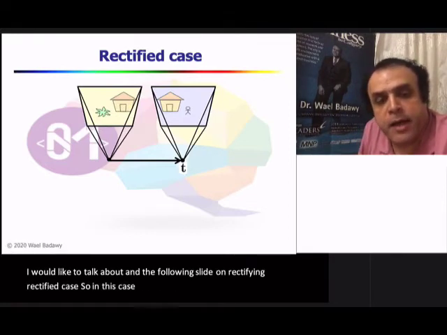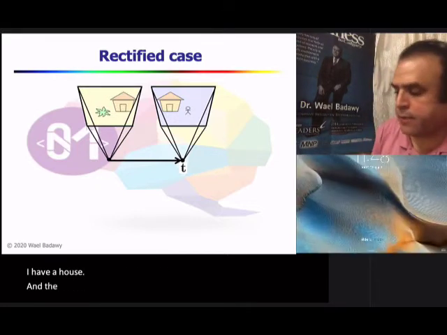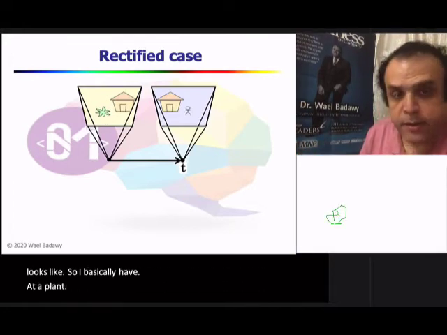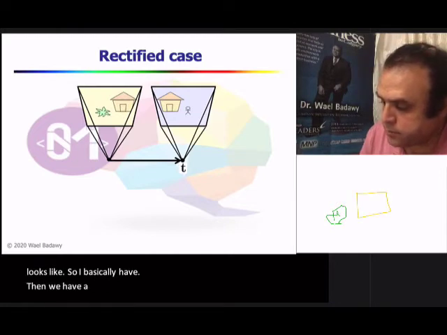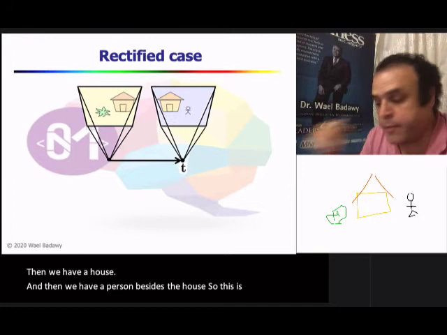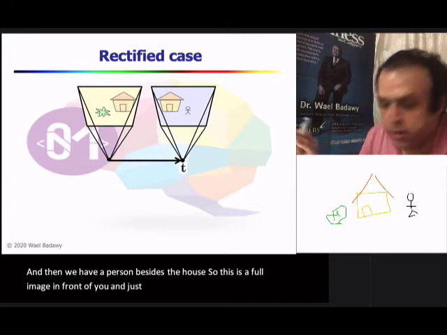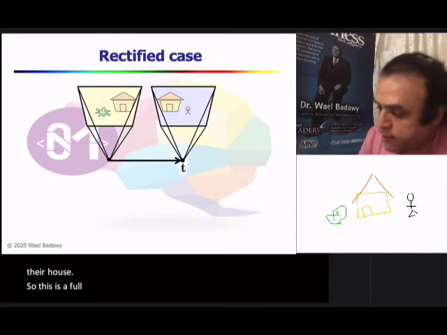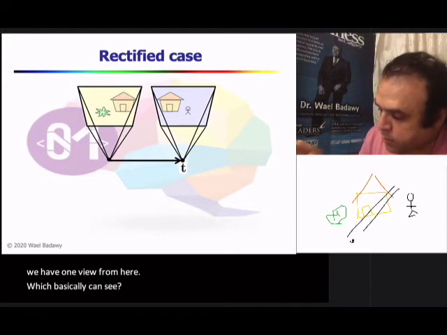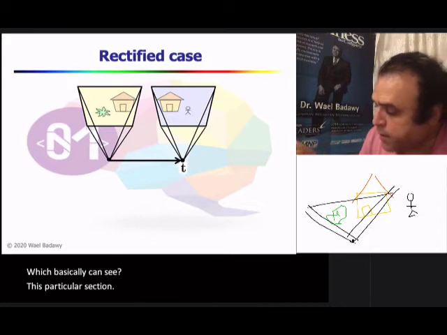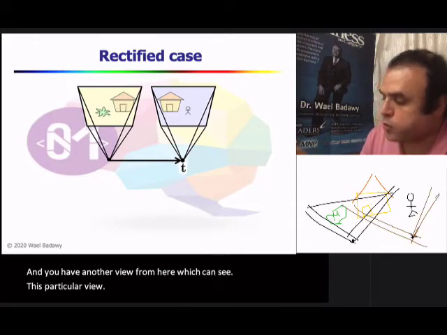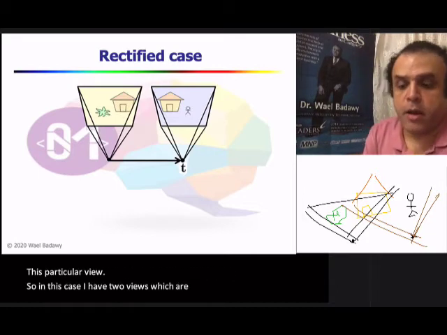In this case, I have a house, and to understand what the original scene looks like, I basically have a plant, then we have a house, and then we have a person beside the house. Just to make sure, we also have a door in the house. So this is the full image in front of you. Now you have two different views. One view from here can see this particular section, and another view from here can see this other section. So in this case, I have two views which do not have the same object.